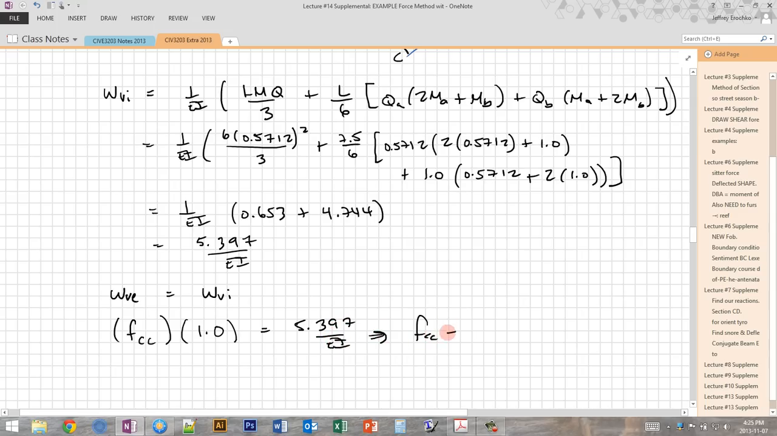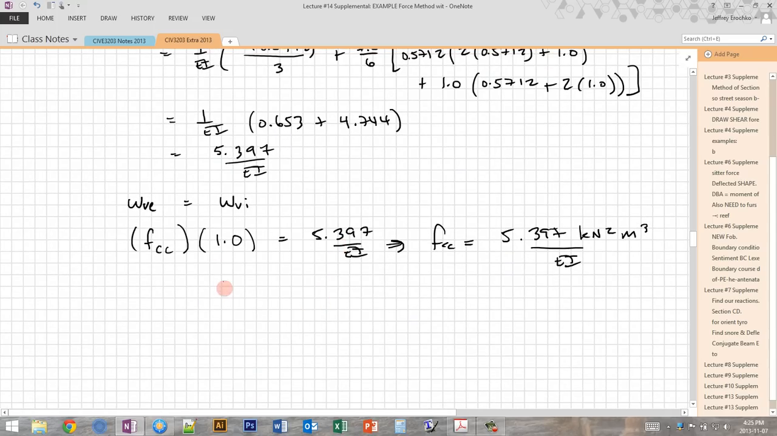So then FCC, which is our flexibility, is equal to 5.397 kilonewtons squared meters cubed divided by EI. Because in this case, this unit moment that we're applying is actually unitless. So then we know that our total deformation, okay, is equal to the flexibility times the applied moment.